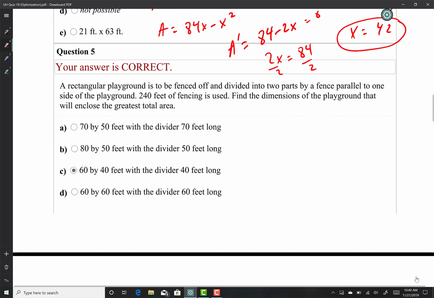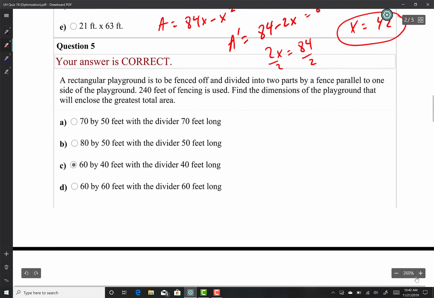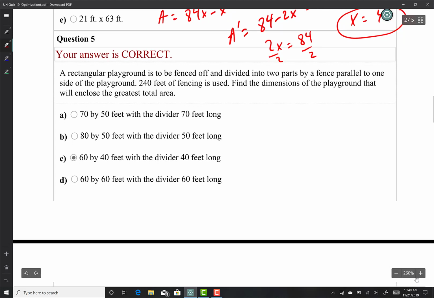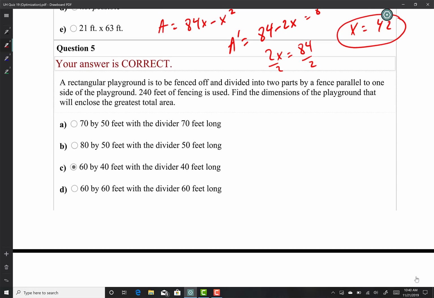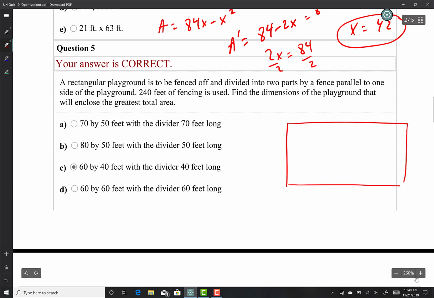A rectangular playground is to be fenced off and divided into two parts by a fence parallel to one side of the playground. 240 feet of fencing is used. Find the dimensions of the playground that will enclose the greatest total area. Okay, let me see if I understood that. I have a rectangular playground. It is to be fenced off and divided into two parts by a fence parallel to one side of the playground. Okay, there it is.